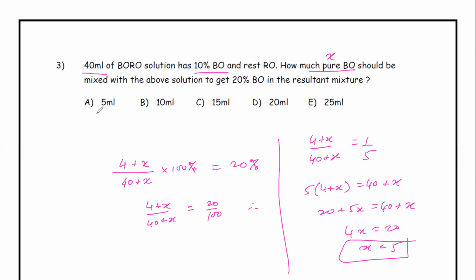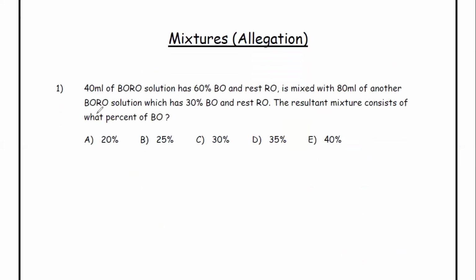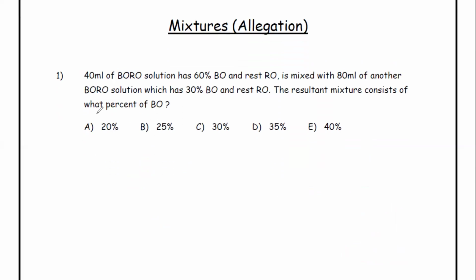Now see, guys. I solved it using Bo, I solved it using Ro, I solved it using the classic example. Now I'm going back to the first question to show you that I cannot use the alligation technique in this one, because I got 60% mixed with 80 ml of another solution which is 30%, and the resultant mixture is what, that I don't have. So if you were to write mixture 1 60%, everything in terms of Bo, let's say mixture 2 30%, resultant we don't know.